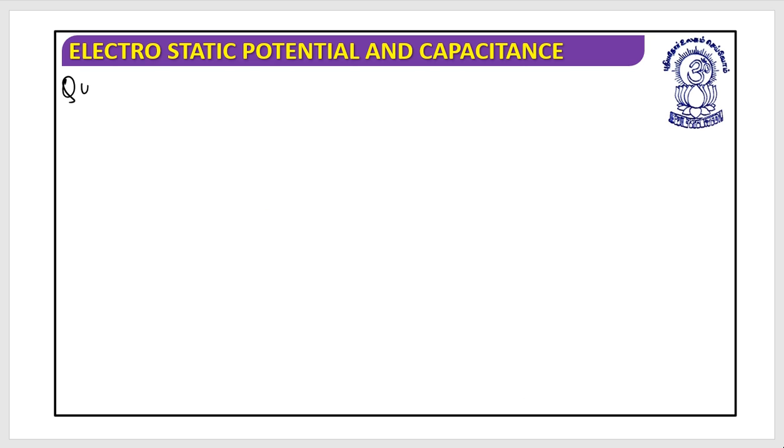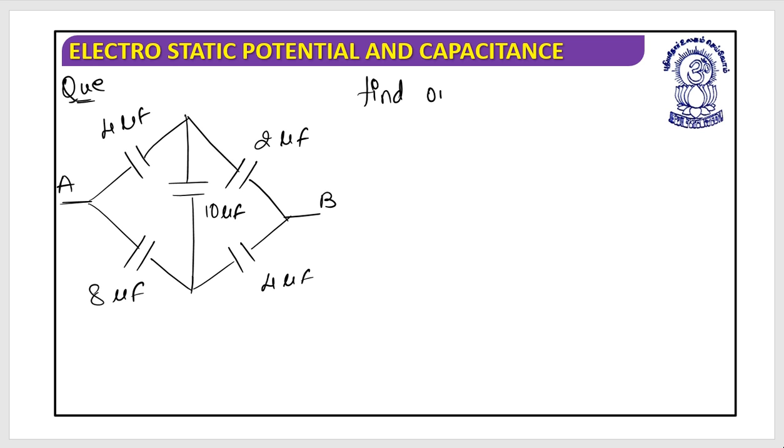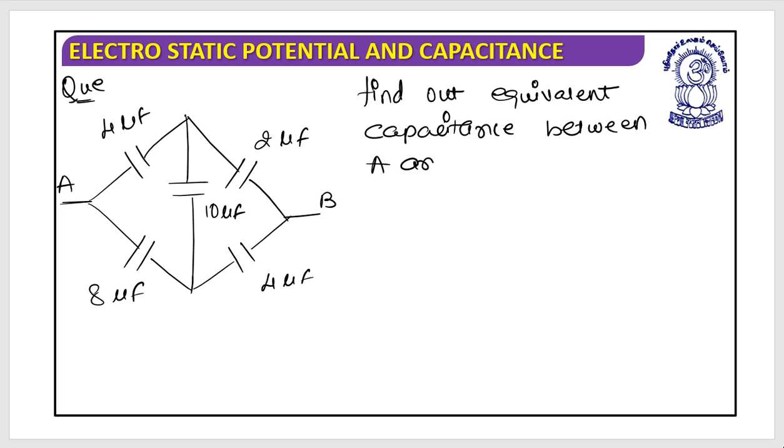Let's have a look. The question is: suppose the network is given, this is 4 microfarad, this is 8 microfarad, this is 2 microfarad, and this is 4 microfarad, this is 10 microfarad, this is point A, this is point B. They want us to find the equivalent capacitance between A and B. This is their requirement. Find the C equivalent between A and B.